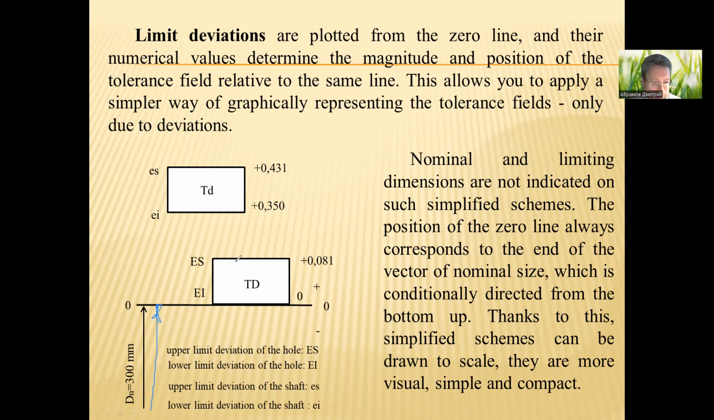You can see the tolerance field of the hole, because we use big TD, and the tolerance field of the shaft. We have the upper limit deviation of the shaft equal to plus 0.431, and the lower limit deviation of the shaft equal to plus 0.350. For the hole, the upper limit deviation, BKS, is equal to plus 0.081, and BKE is equal to 0. It's the lower limit deviation of the hole.